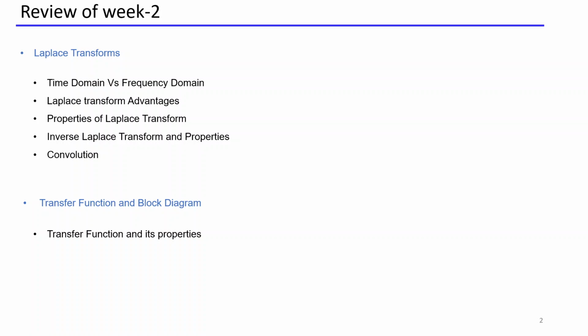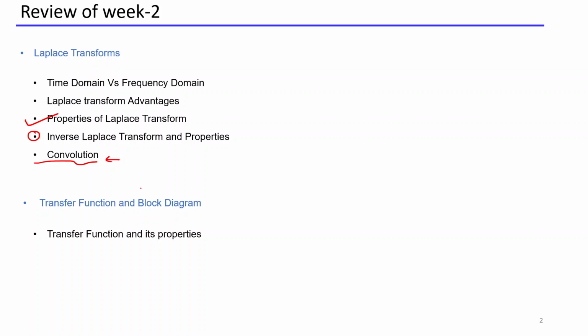Then we'll go through the properties of the Laplace transformation. What are the various properties? Mostly we'll discuss all the properties in the numericals. Then how to solve problems of the inverse Laplace transformation. And most importantly, I'll focus on the topic of convolution.